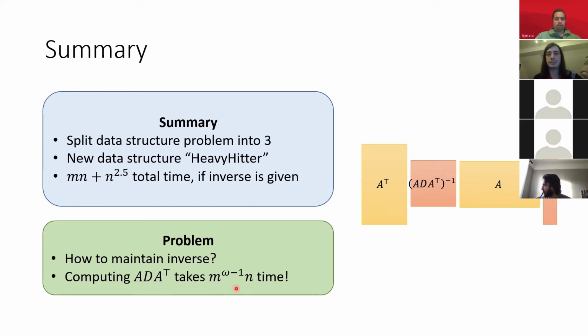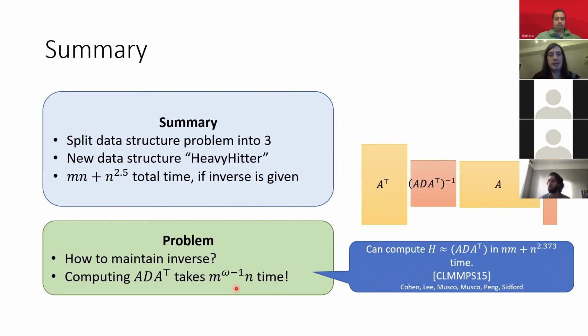There's a way around this. So a while ago, it was shown that while it's hard to compute this matrix, you can compute an approximation, a spectral approximation H, much more efficiently. So you basically have to read the input matrix A, so this nm term, plus you only need to multiply matrices of much smaller dimension. So the idea is, instead of using the inverse here of A D A transpose, what we want to use is the inverse of this approximation here, because this approximation is much easier to compute than this ADA matrix. The problem is, can we actually use this approximation here?